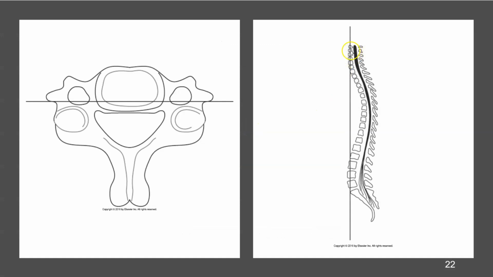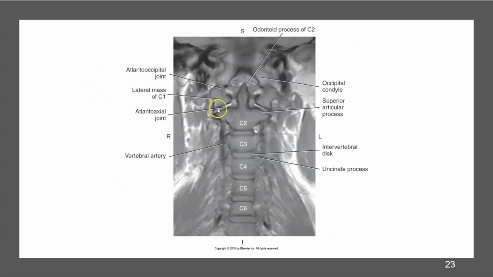So you can see here we're going to be slicing through mid-body. So this is a MRI T1, and you can see this is our odontoid or dens. Here's our lateral mass of C1 on either side, and our atlantoaxial joint on either side.